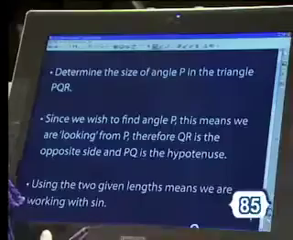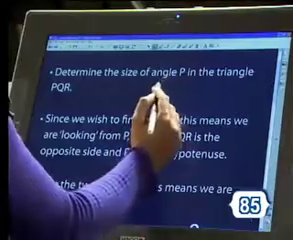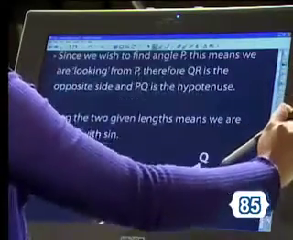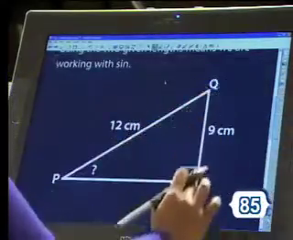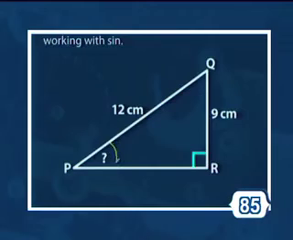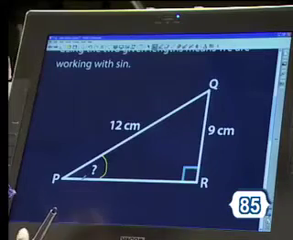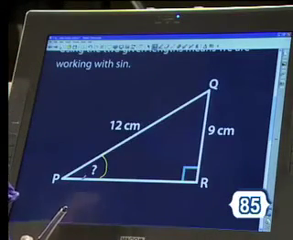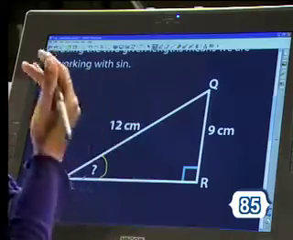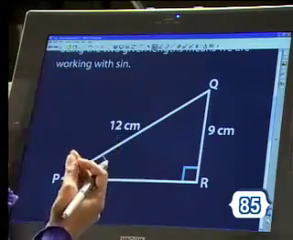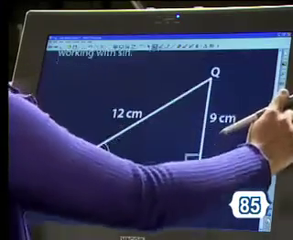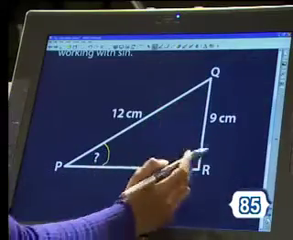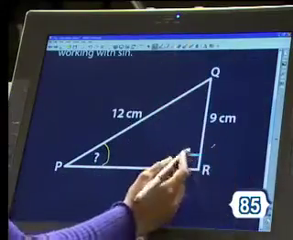The example on page 85 of your workbook. So we have to work out the size of angle P in triangle PQR. So we are looking for angle P. And what you will notice is when you are expected to work out an angle, they will give you at least two sides in the triangle, or they will give you enough information to be able to work out the angle that you need.